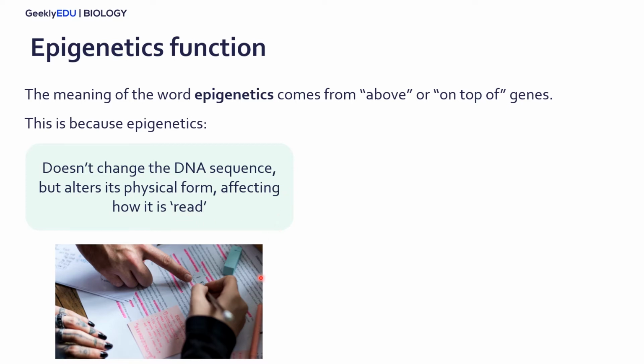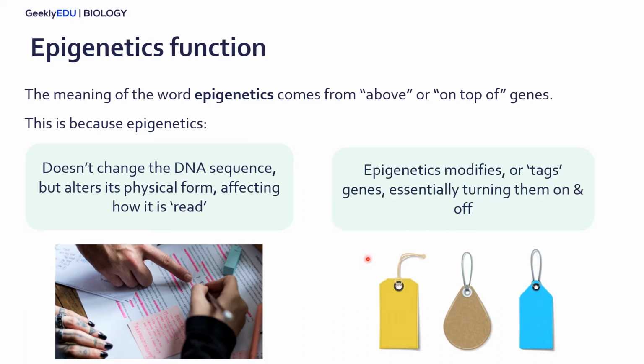So if we think of the DNA, we can think of it as a text, and epigenetics is either highlighting the text so that it's read or crossing it out so that it's not read. So really, epigenetics will modify the DNA with these chemical tags, essentially turning the genes on and off.